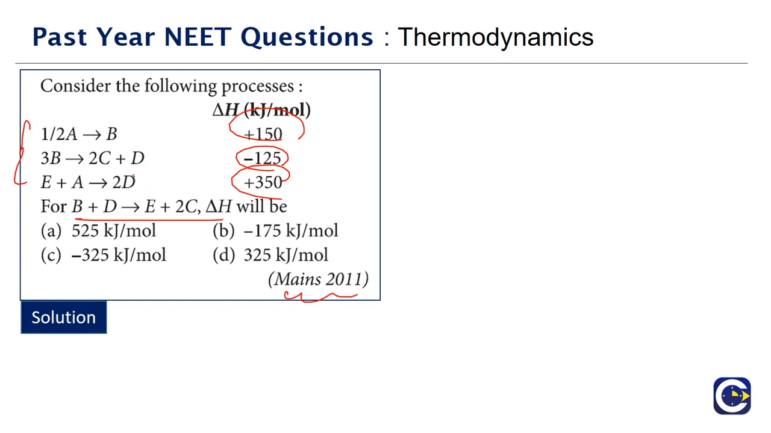So we have three equations given. Half A gives rise to B, 3B gives rise to 2C plus D. Let me number them as 1, 2, 3. Third is what? E plus A gives rise to 2D. And we have an unknown. So let us first write the unknown here. So what is the unknown? B plus D gives rise to E plus 2C.